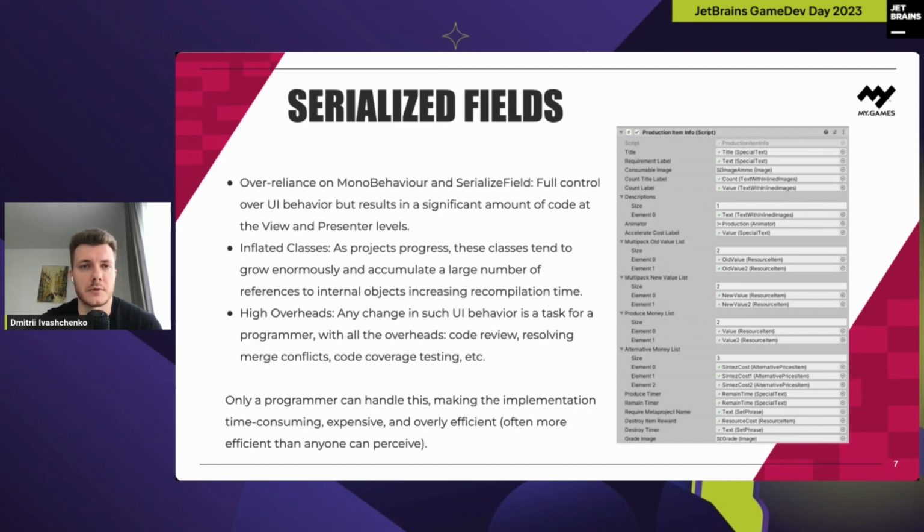So we end up with a solution that is as efficient as possible, much more efficient than anyone will ever notice, and at the same time is the most labor-intensive. Implementation of any change in a user interface built in this way is done only by a programmer. And programmers' tasks have expected and known costs because they have to be reviewed, merge conflicts have to be solved, and tests have to be covered. That's the whole set of related tasks. And in the end, we get an expensive, maybe long, but very efficient solution.